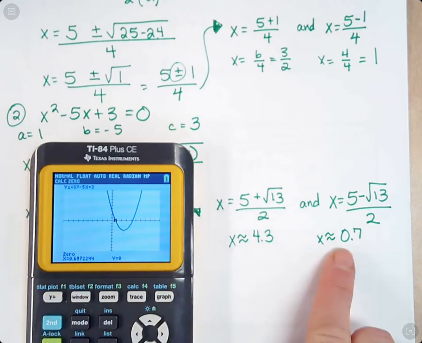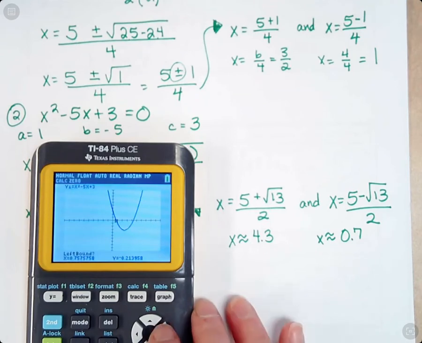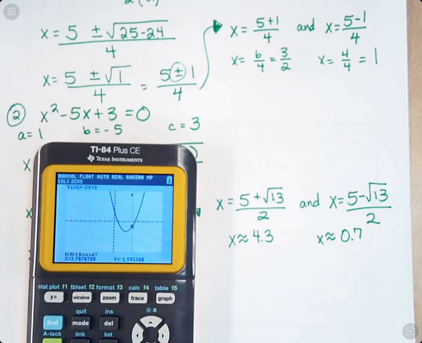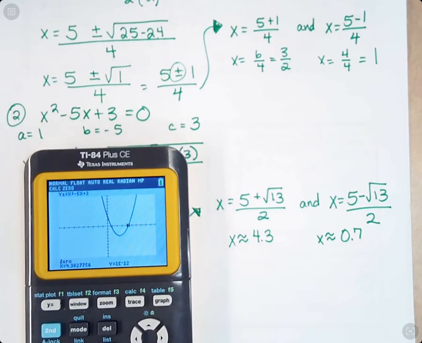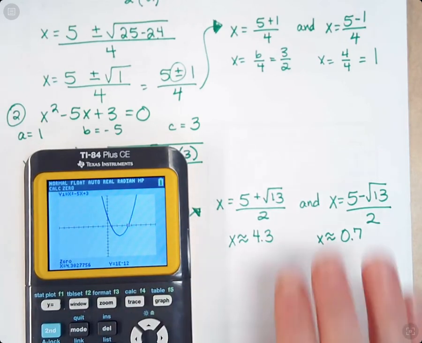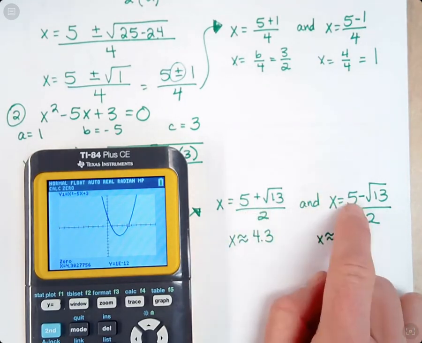Okay, so second trace, 0, left bound, right bound. So that's the 0.7. And then the other one, I'm doing the same steps. That's my left bound. And then over here is my right bound. Enter. 4.3. So the reason we use the quadratic formula is to get the exact answer and not an estimate.